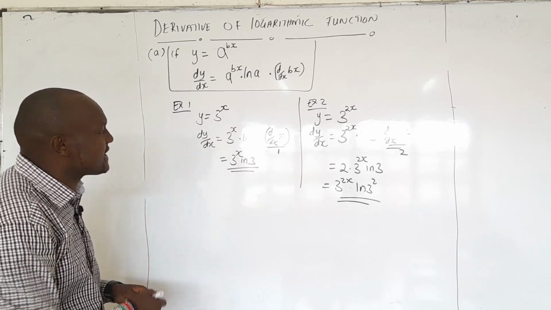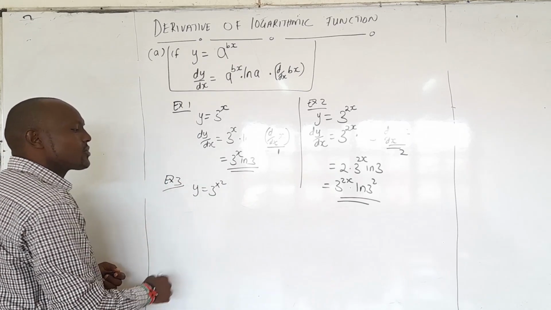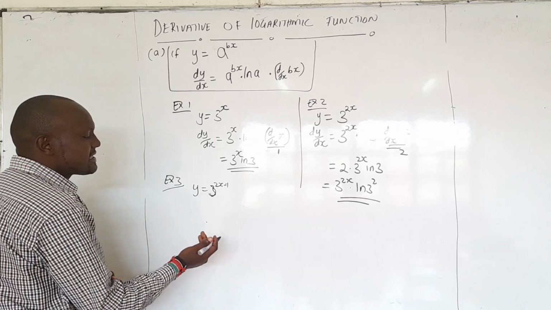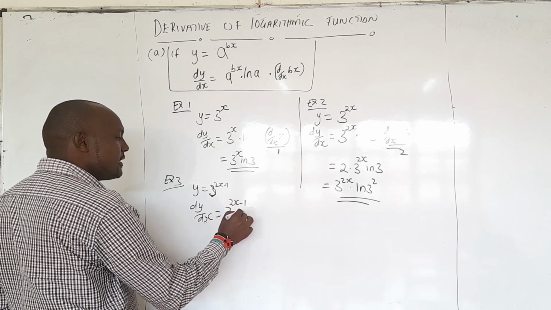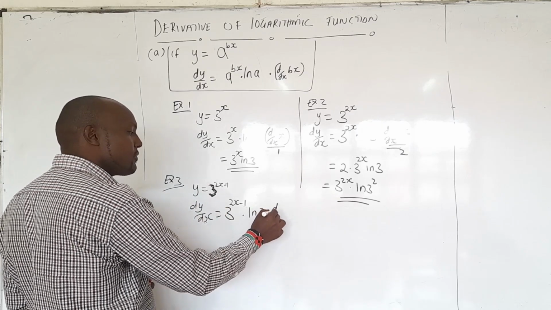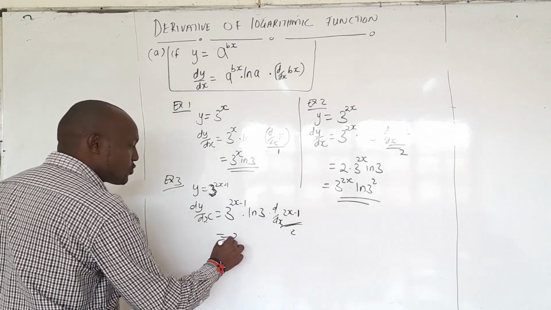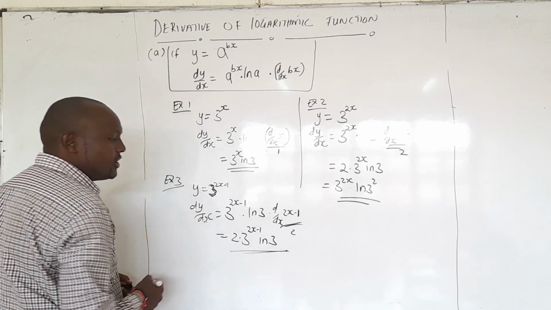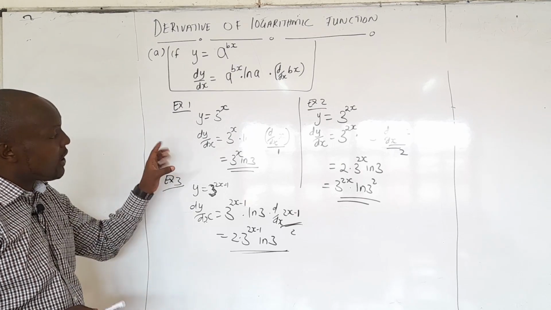Even though you are given 3 to power x squared, example 3, y equals 3 to power 2x minus 1, it is the same. dy over dx: the function will remain the way it is. Then natural log of 3, our constant is 3 here. The natural log of 3, then you differentiate 2x minus 1. And here you get 2. So you get 2, 3 to power 2x minus 1, natural log of 3. So there is nothing new on this one. That's how we differentiate this kind of function. Let me show you how we derive this one.